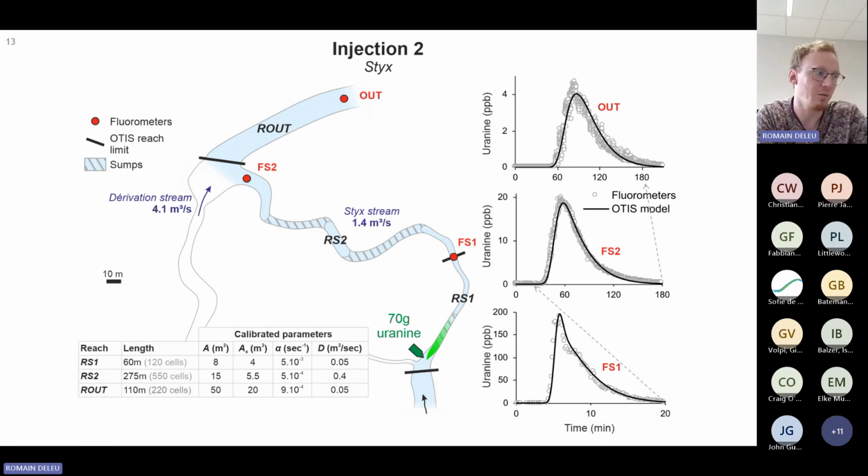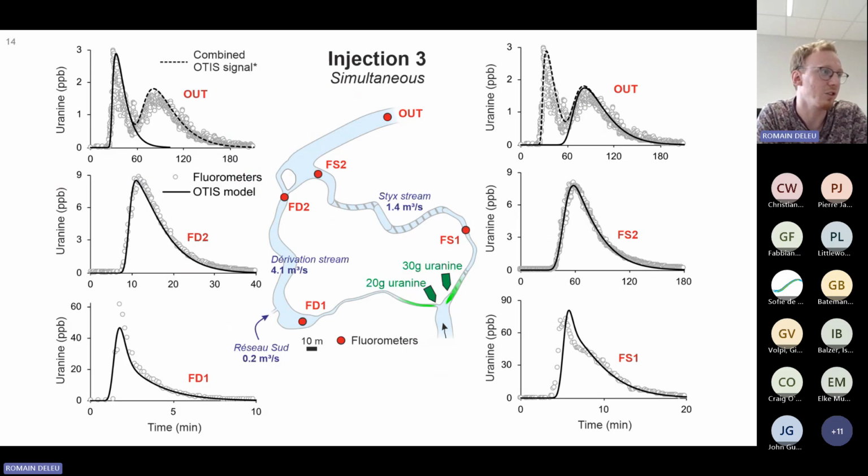This is used to calibrate the model. And then we have the third injection where we put 20 grams and 30 grams of uranine in both sides at the same time, just to see what happens. And we get 5 breakthrough curves, one in FD1, one in FD2, one in FS1 and one in FS2, and of course, the breakthrough curve at the outlet fluorometer.